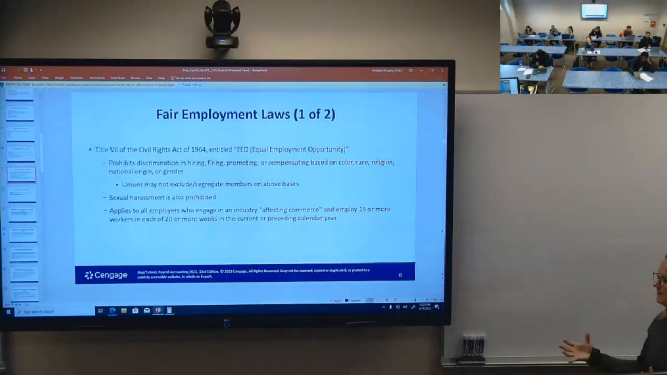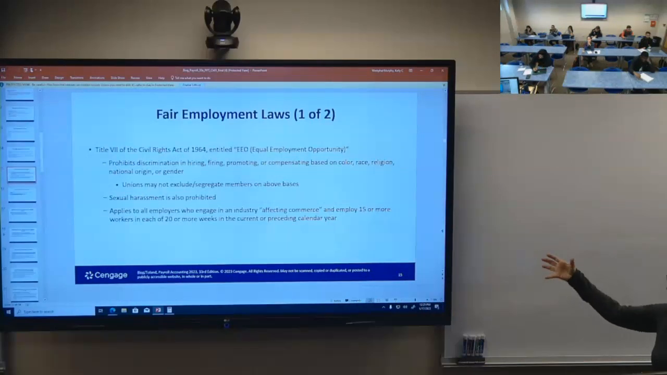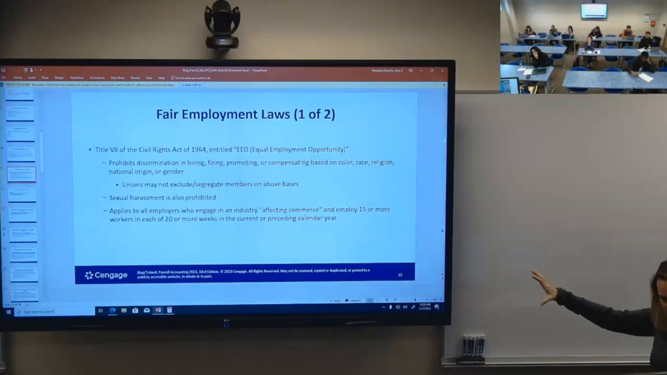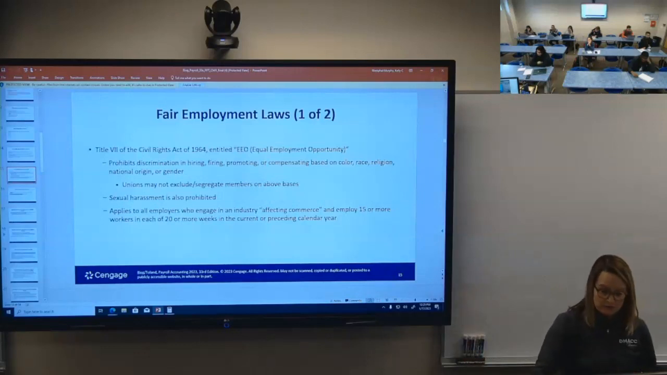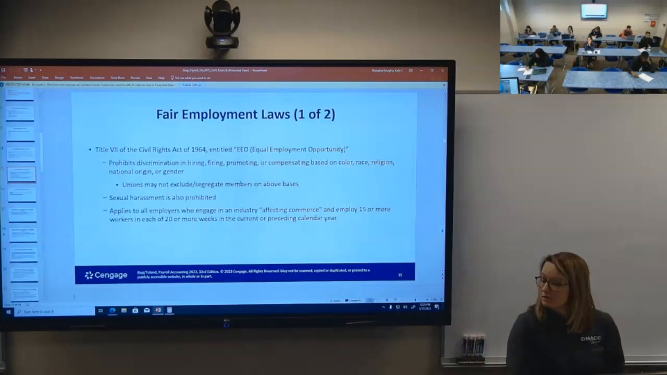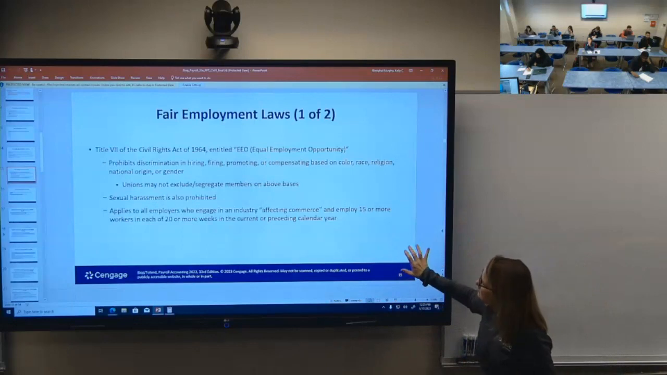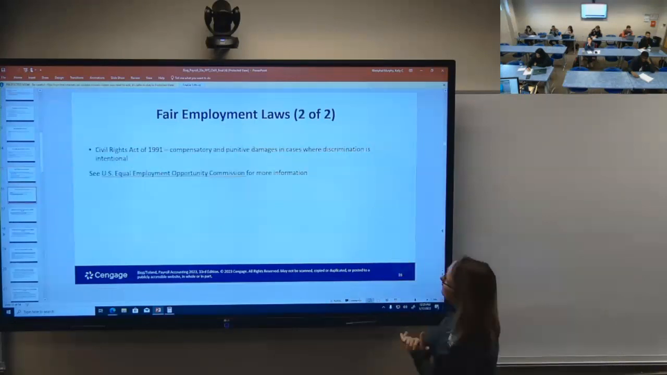So although not every employee is necessarily a beneficiary of this law, again, the vast majority would be, and if not, there are state laws that would come into play. So there we go.